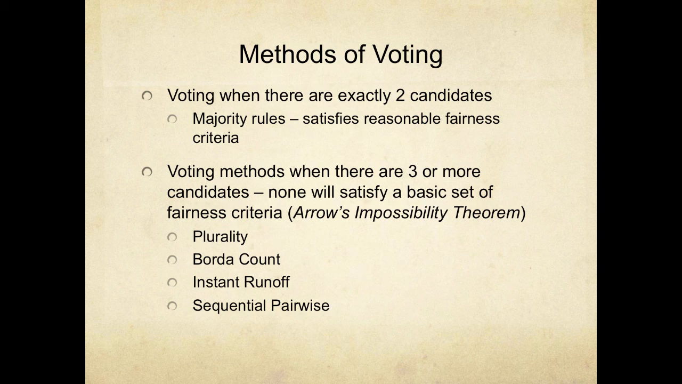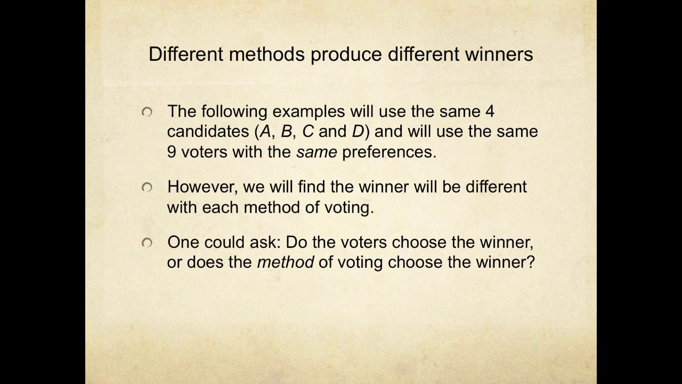I won't go through all of them here. I do list those fairness criteria at one point in this slide, but I don't go through every one of those conditions and how each of these methods fail them, but you will see those conditions listed. And on top of the fact that each of these methods has its flaws, another distressing mathematical conclusion here is that different methods actually produce different winners with the same voters. And this is the next thing that I'll go through here.